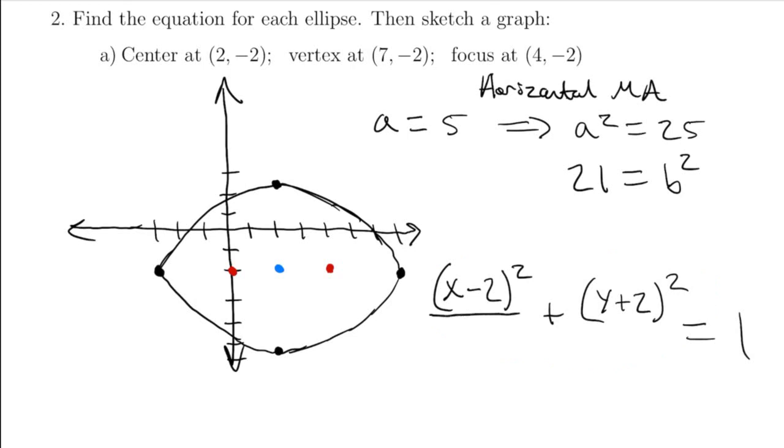Now I just need to figure out what's in these denominators, and this is where the horizontal major axis comes into play and our a squared and b squared, right? Since our major axis is horizontal, the larger number, so a squared, is going to be in the x term. So in this denominator I will have 25, and in this denominator I'll have 21, and that's all there is to it. There's probably different ways to approach these kinds of problems. If you did it a different way, that's totally fine, as long as you got this equation and this graph. Hopefully your graph looks a little better than mine, but that's all for this example.